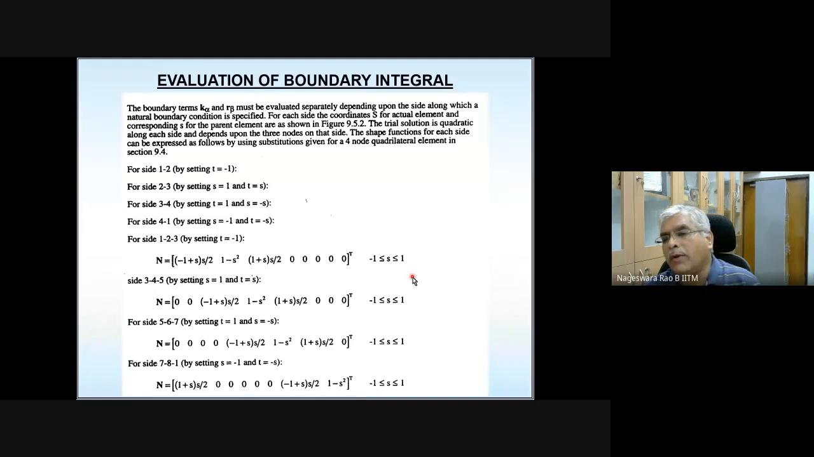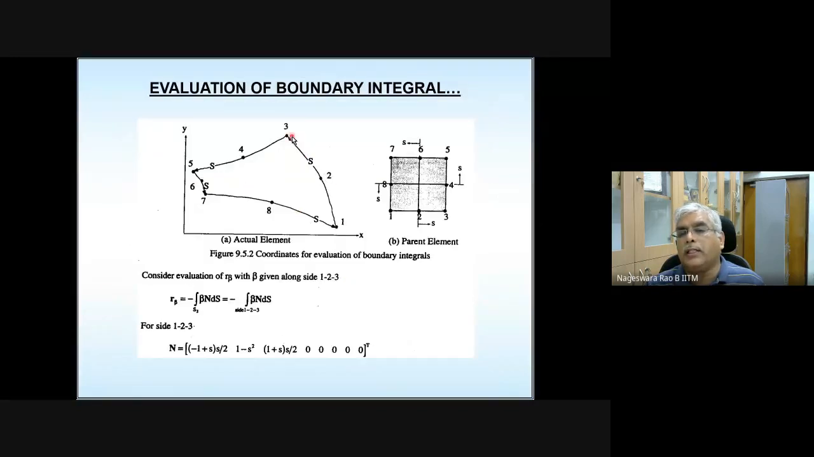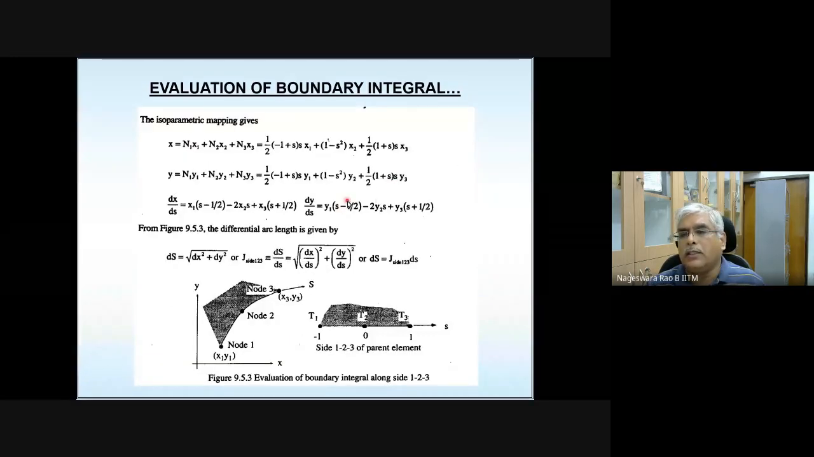And also the evaluation of the boundary integral along the edges of an 8-node element. Along each edge, you are going to have 3 nodes, so the corresponding shape functions are going to be non-zero, and the other ones are going to be 0. There are 4 edges: the edge connecting 1, 2, 3; 3, 4, 5; 5, 6, 7; and 7, 8, 1. How to evaluate these line integrals along each direction, and how to get the Jacobian along each of the edges, everything is explained here. You go through it.